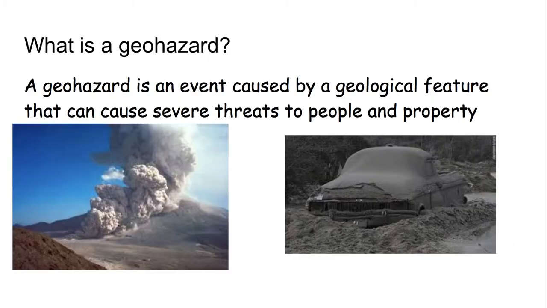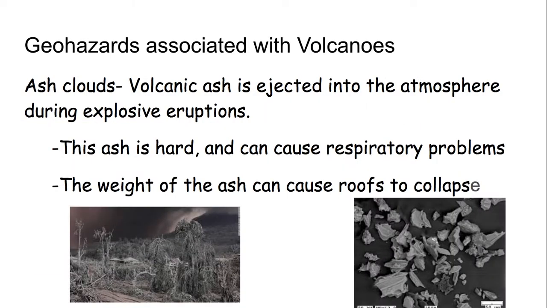All right, so let's start by identifying what a geohazard is. Geo, again, just means earth, and hazard is something dangerous. So a geohazard is an event caused by a geologic feature. So it has to start in the ground, like a volcano or an earthquake or something like that, that causes severe threats to people and property. So again, we're focusing mainly on those volcanoes and earthquakes. So let's start by looking at geohazards associated with volcanoes first.